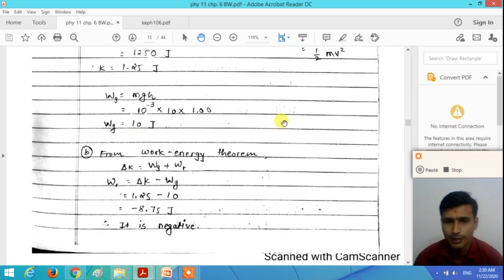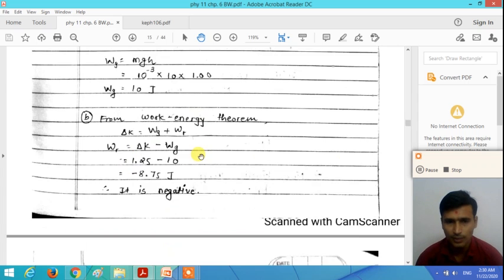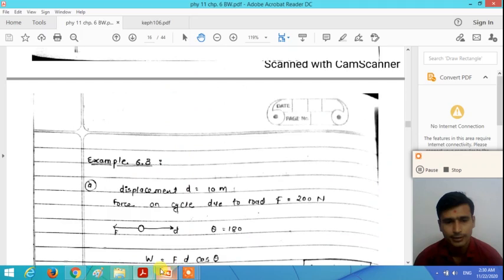So according to the work energy theorem, change in the kinetic energy is equal to work done by the gravitational force plus work done by the resistive force. So work done by the resistive force is delta K minus Wg, you can find minus 8.75 joule, and it is negative. Why is it negative? Work done by the resistive force is negative because the resistive force and the motion of the object are in the opposite direction, and when the force and the displacement are in the opposite direction, the work is negative. Understand?